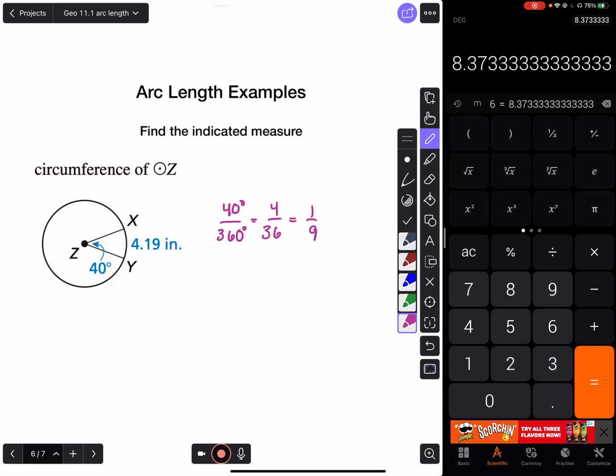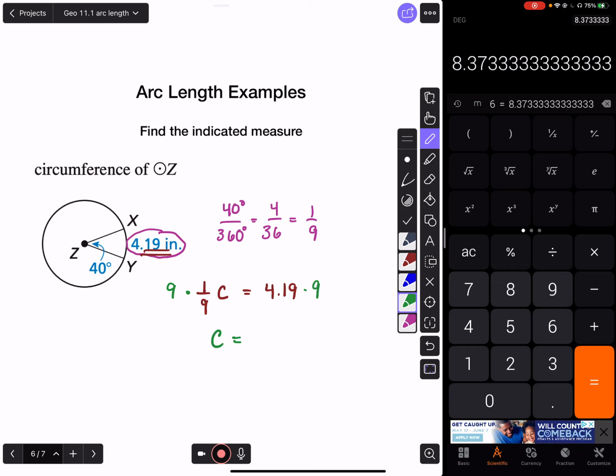So 1/9 of the circle is 4.19. I just don't know how big the circle is, but I know this now. 1/9 of the circumference, the whole thing, should give me this arc length right here, 4.19, because that's 1/9 of the distance around it. And now I can just solve that. Take it times 9.